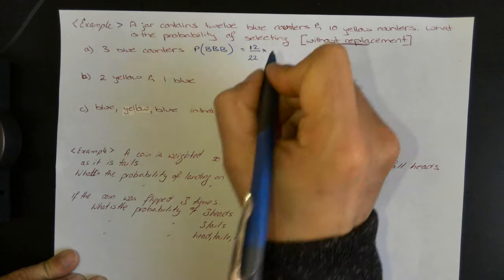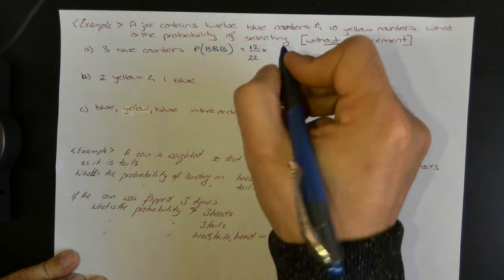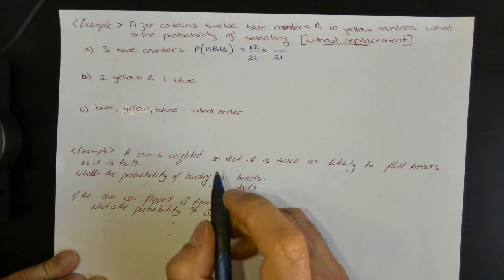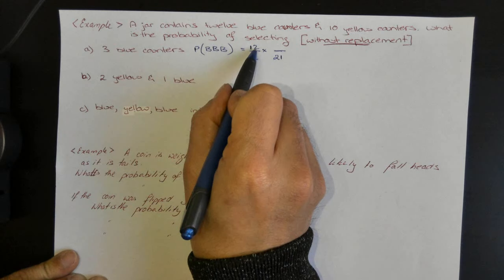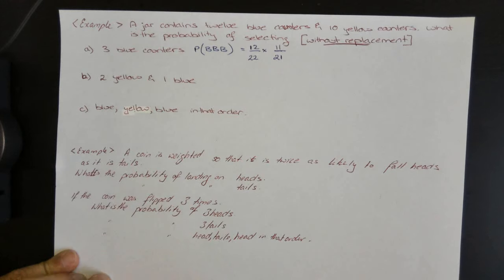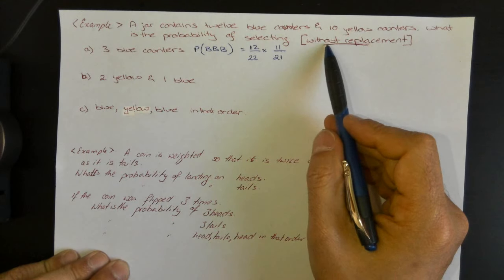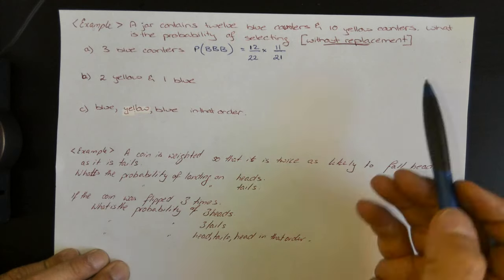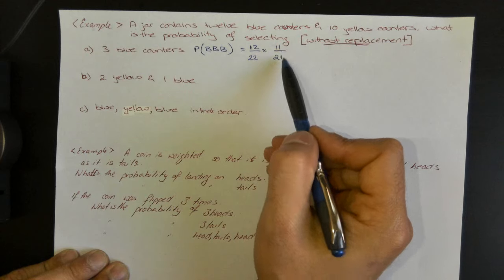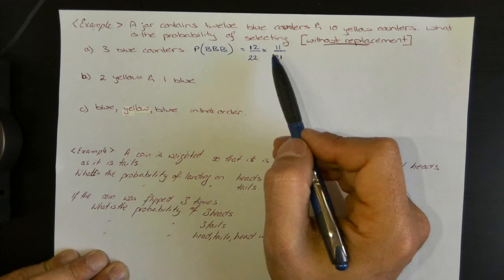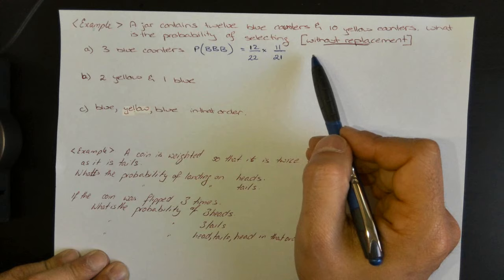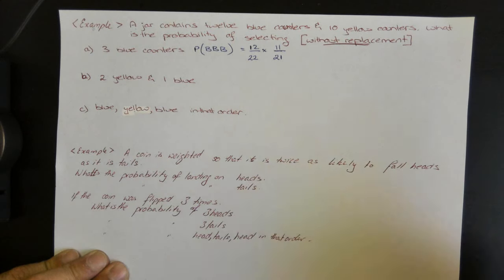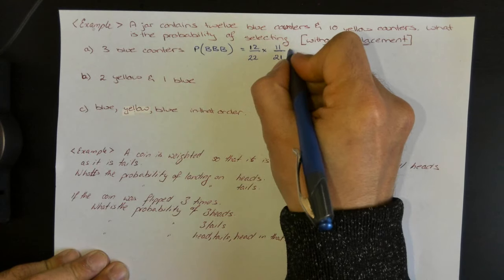I'm going to multiply. If I take blue at the first one, I'm only going to have 21 counters remaining in the jar. But because I've taken 1 blue one, I'm going to have 11 blue left. Without replacement means I'm not putting the counter back in. If it was with replacement, it would be 12 over 22, and it would have 22 counters each time I carry out the event. But in this situation, it's without replacement, so the counters stay out of the jar once I've taken them.